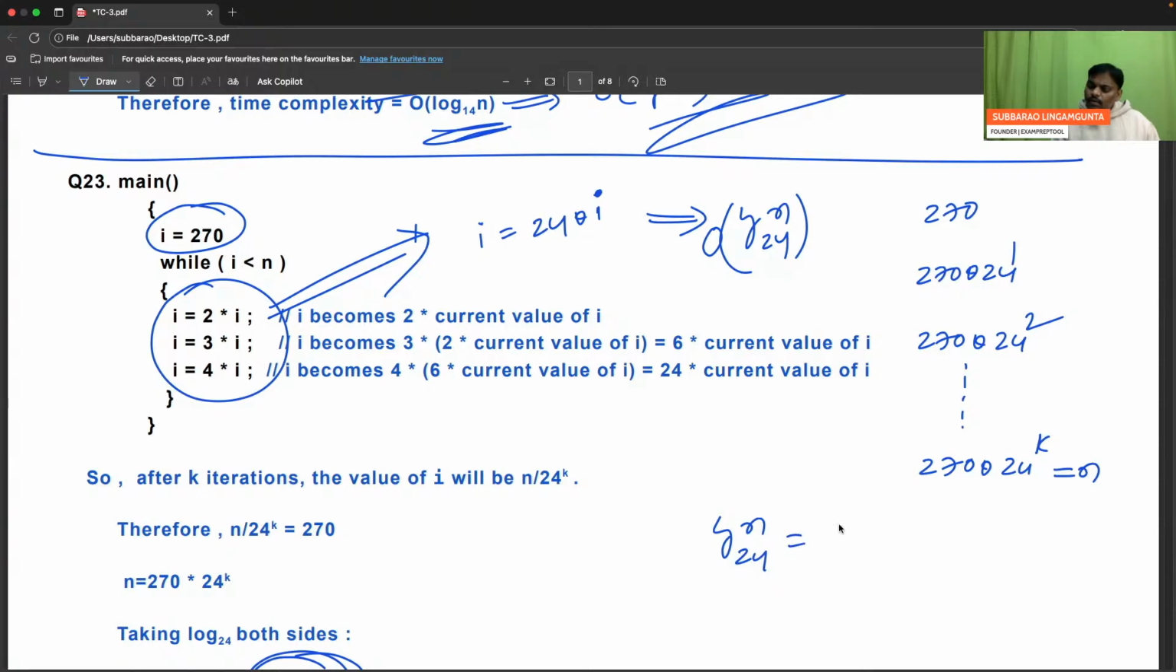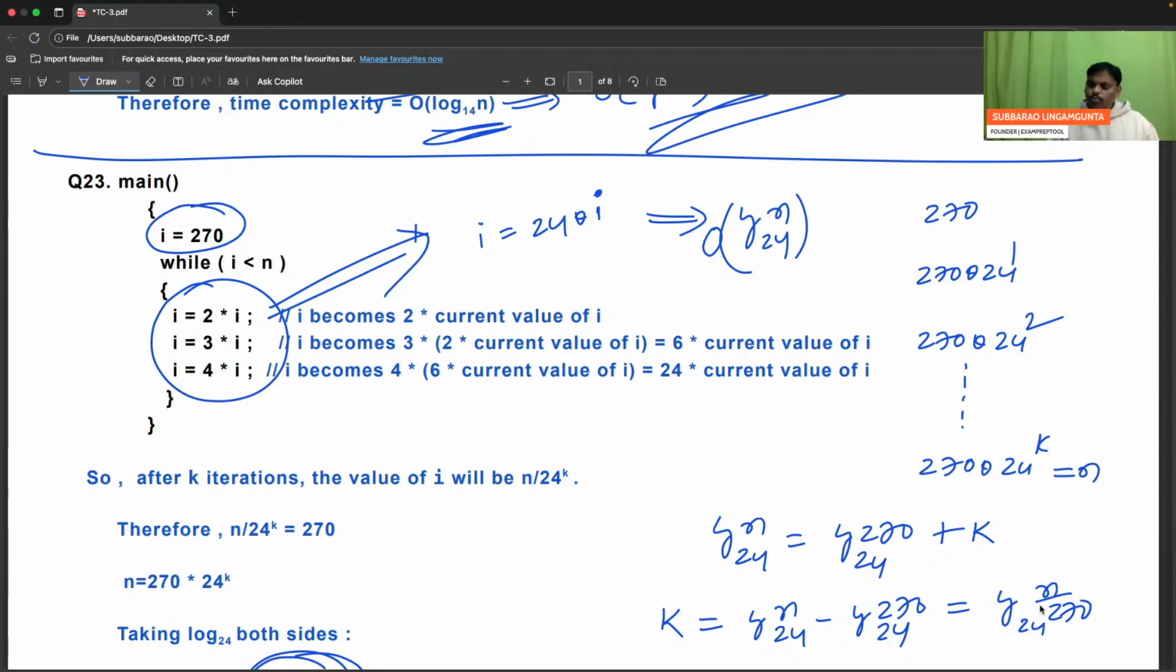It became log 270 base 24 plus k. It is the log AB formula: log of AB is equal to log A plus log B. So it became like that. Finally, k is equal to log n base 24 minus log 270 base 24. Right? Common base. Same story, which will go to log of n by 270 base 24.